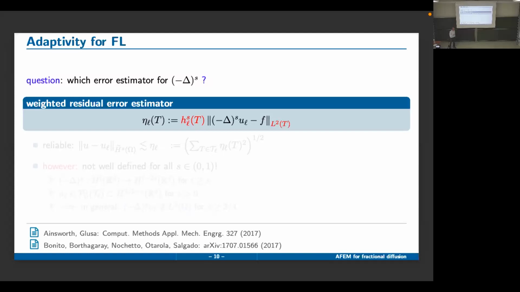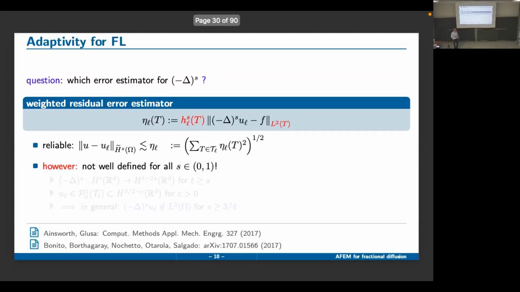But for the fractional case, Einzel, Gluser, and Ricardo Nochetto and his group actually proposed this error indicator. And they can show that this is a reliable error indicator: summing up all these quantities squared and taking the square root is an upper bound for the error. But now comes the big but. Now adaptivity is not finished. Why? This quantity may not be well defined in our case.